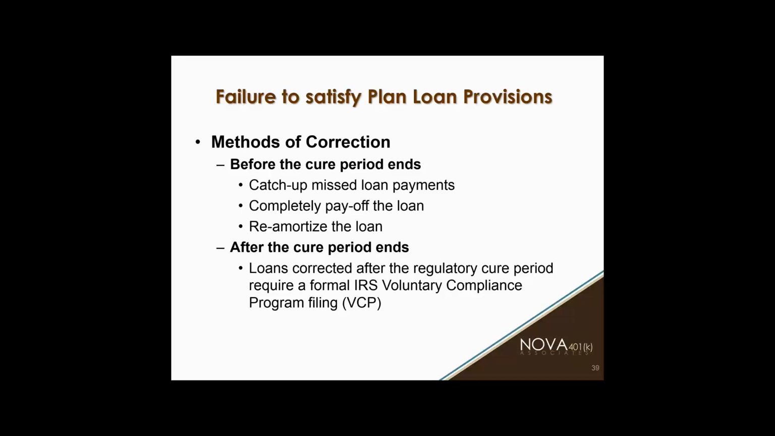But you can fix it that way. If you fix it after the cure period ends, it used to be that the IRS would require a voluntary compliance filing. Now you can actually self-correct this problem, and it's essentially the same as whether you're in the cure period or not. You would refinance it, or you would catch up the missed loan payments, and then you don't have to do a formal filing, all right?